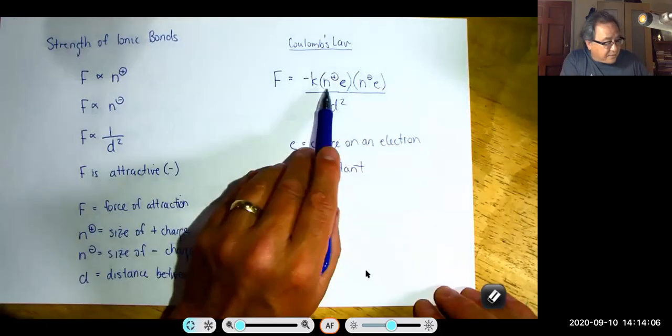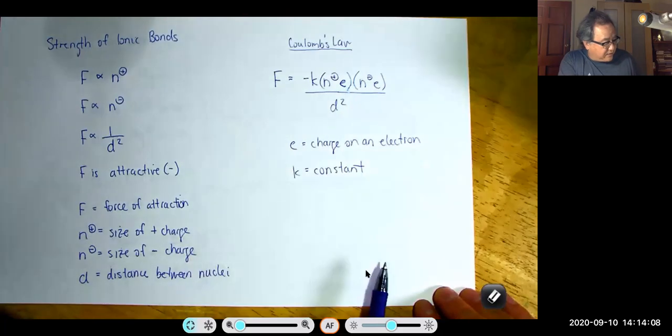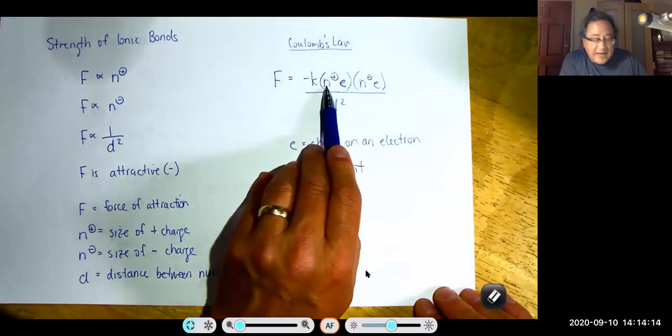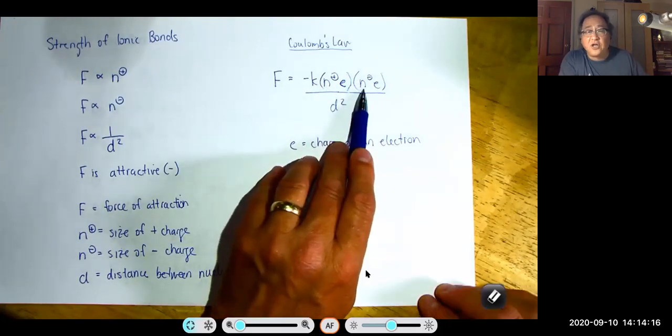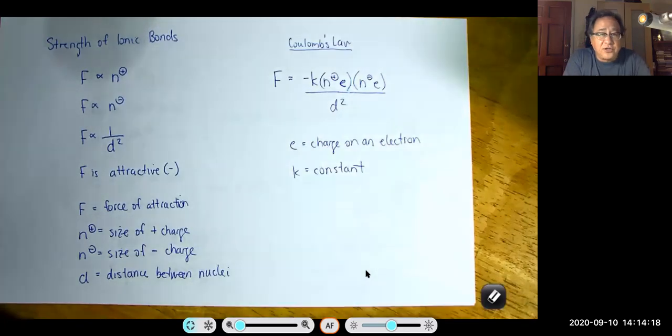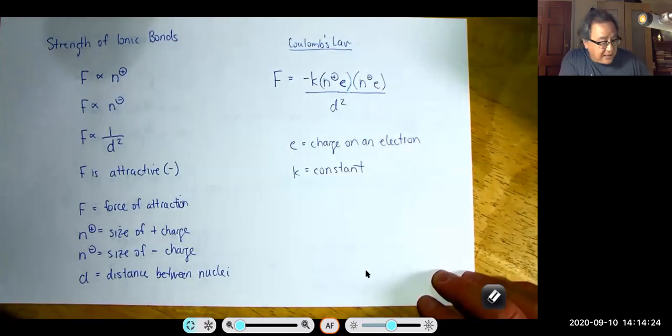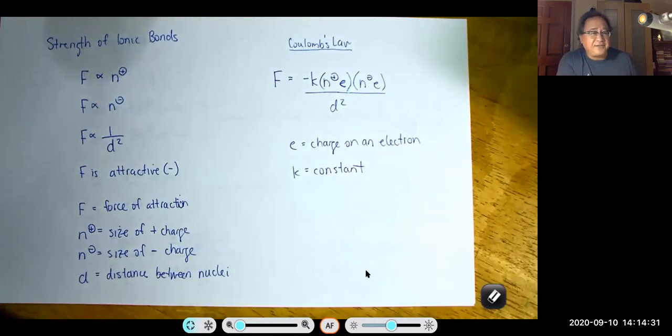N plus is the size of the positive charge, and N minus is the size of the negative charge without regard to sign. So if your positive charge is 3, N plus is 3. If your negative charge is -2, N minus is 2, okay? D is the distance between the nuclei of the ions.